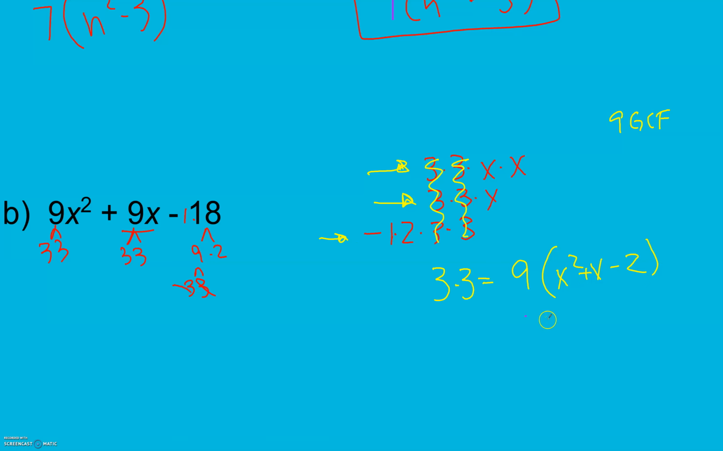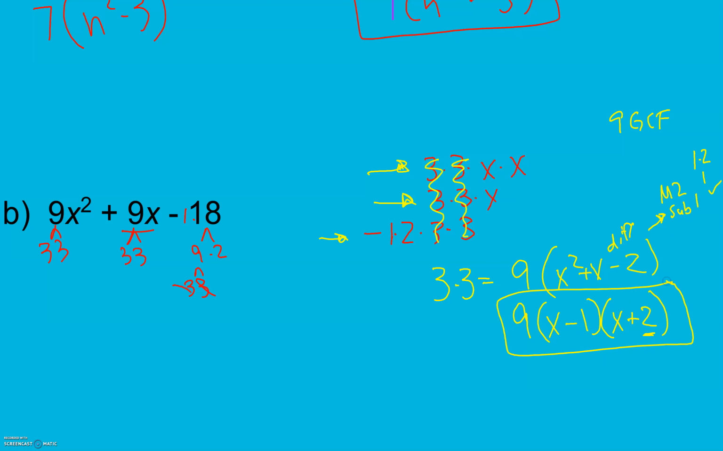Now we check to see, can I factor this any further? I want to multiply to 2, subtract to 1. My only options for 2 are 1 and 2, and when I subtract them, I get 1. That works. So that 9 still has to be accounted for. That greatest common factor is still there. To multiply to x squared is x and x. To multiply to 2 is 1 and 2. And because we found the difference here and subtracted, we have different signs. 2 is bigger, so it gets a sign in the middle. So here's our factored form.